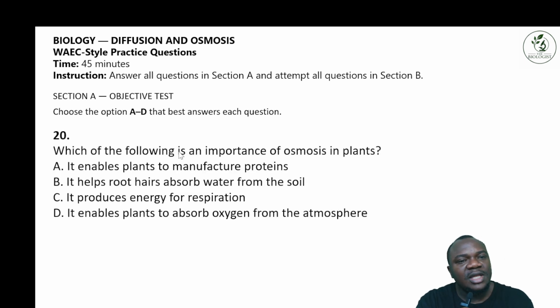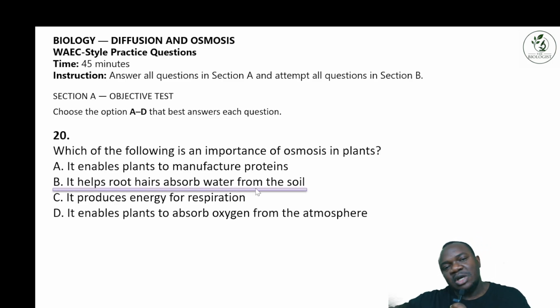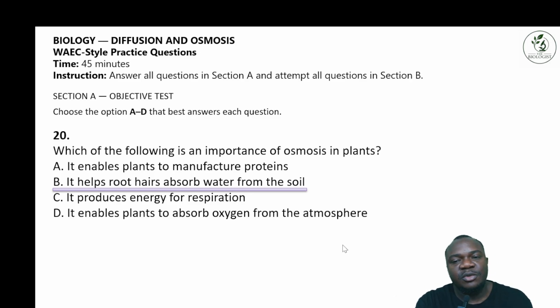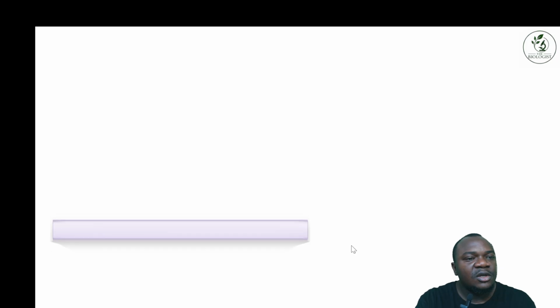Which of the following is an importance of osmosis in plants? It helps the root hairs to absorb water from the soil. You absorb the water from the soil into all other parts of the plant for it to perform properly and to be able to live properly. Okay, so that is that.